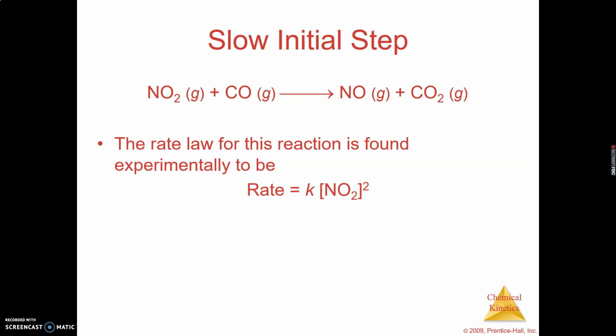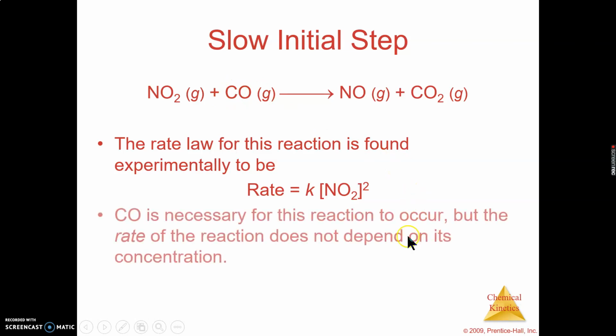Now, we look at this rate law and we would see that with respect to NO2, it's second order. But with respect to CO, it is not in the rate law, so we know it's zero order. Or we know that the rate of the reaction has nothing to do with the concentration of CO. So CO is necessary for this reaction to occur, but again, the rate of the reaction does not depend on its concentration. Now, looking at this, what might we look at to know that it occurs in more than one step?